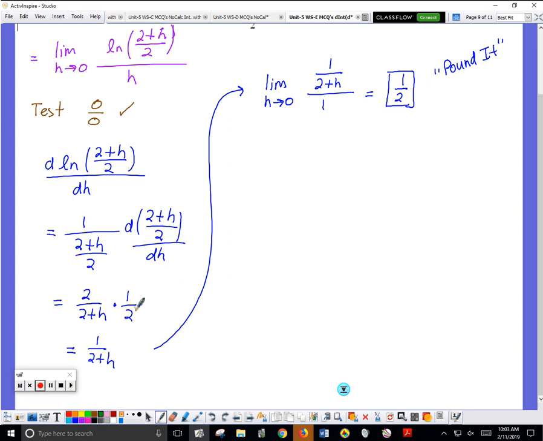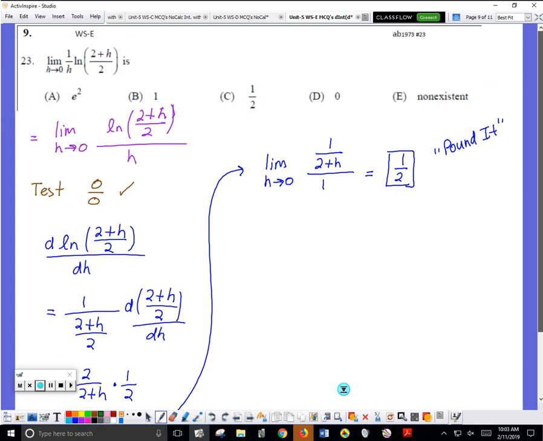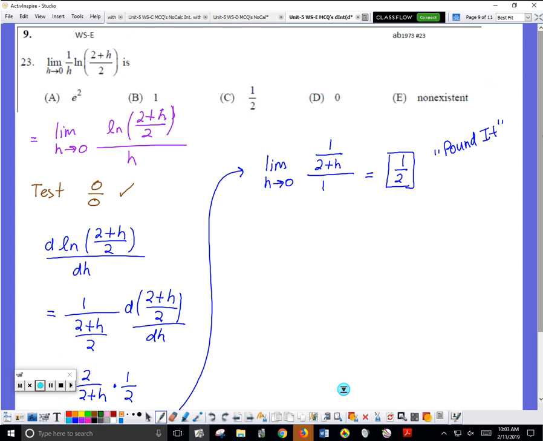1 over something multiplied by the reciprocal. 2's divide out, you get this. So this is the derivative of the numerator. Stay with me. The derivative of the denominator would have just been 1. So the new limit problem is just this. But as h gets close to 0, that just gets close to 1/2.